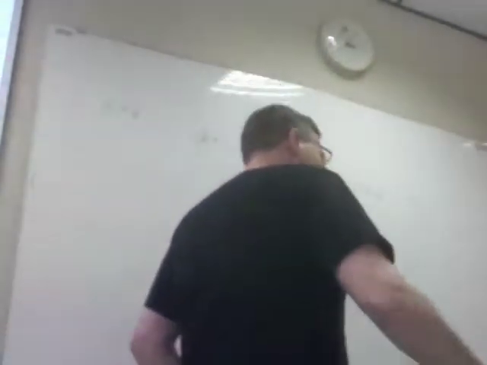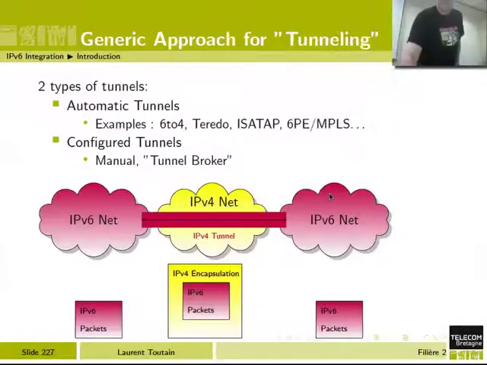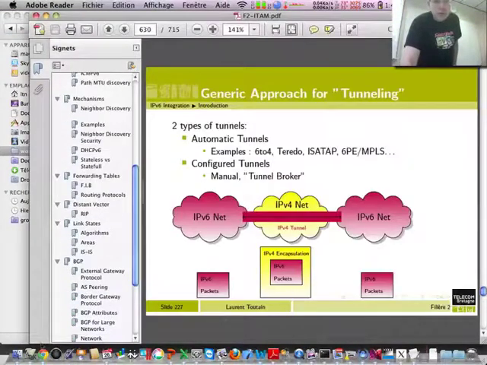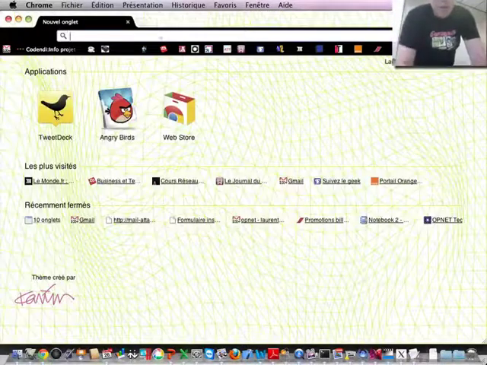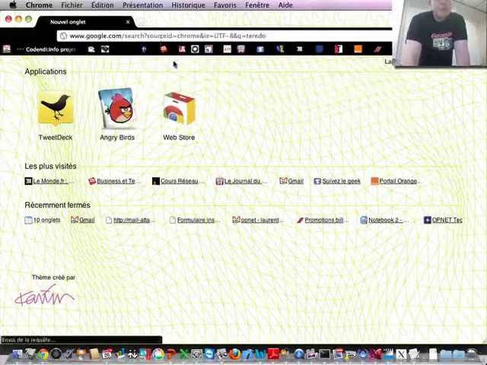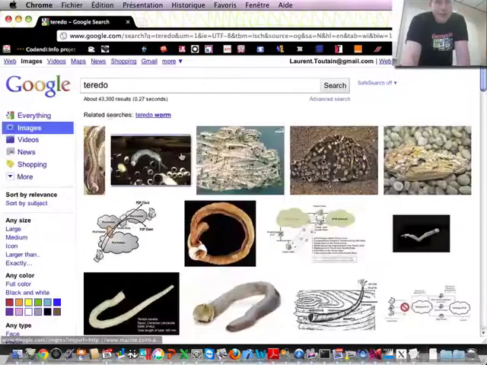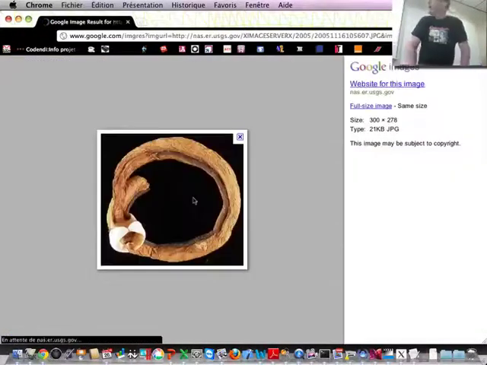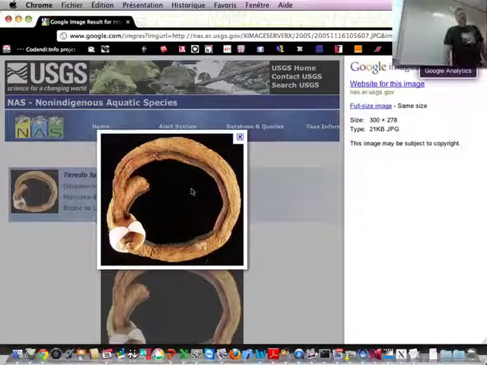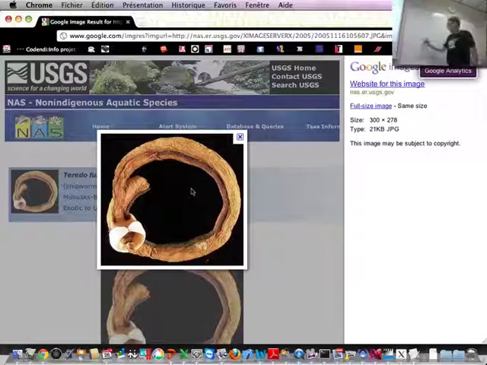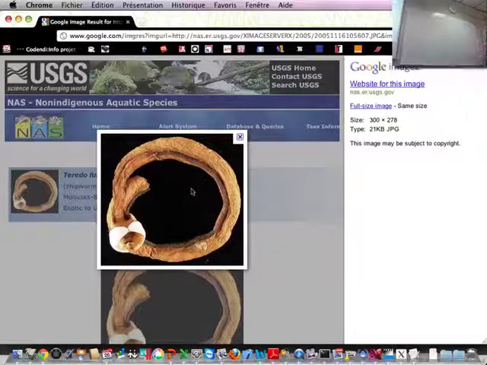You have another solution which is called Teredo. And Teredo is something that is very ugly. If I go to the web and type Teredo and ask for pictures, you see that it's a very ugly animal. Teredo, in fact, is a worm that is on a boat and makes a hole in the boat. And then the boat sinks. So it's not a good solution.